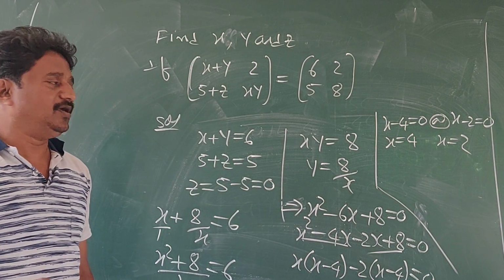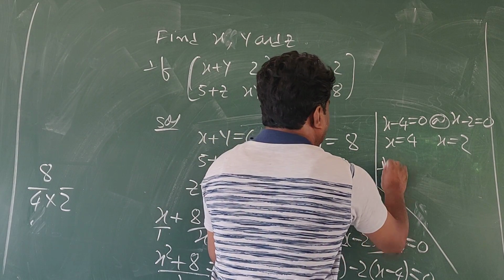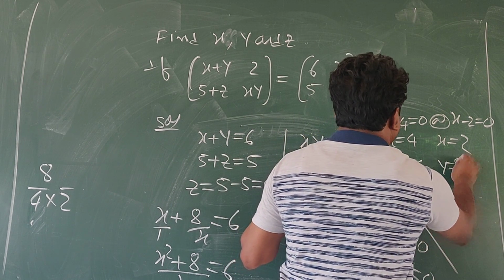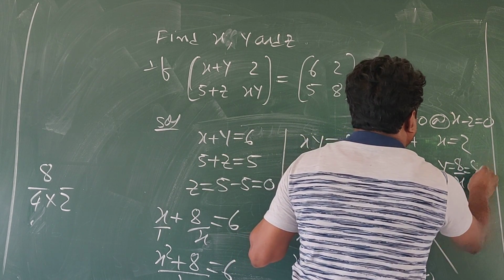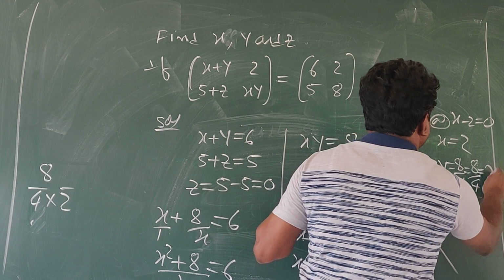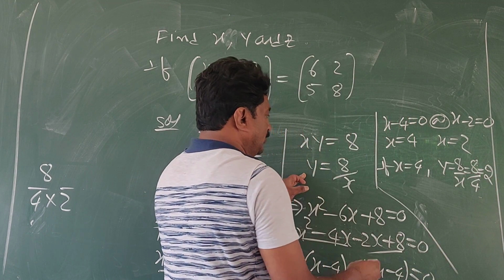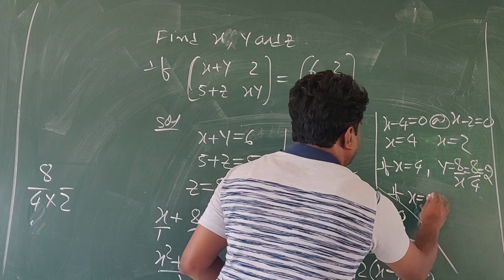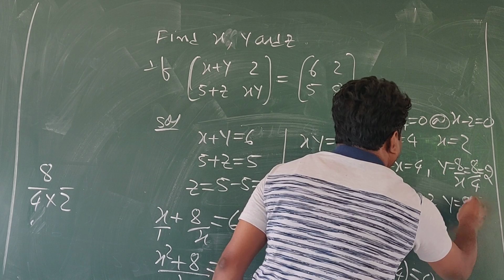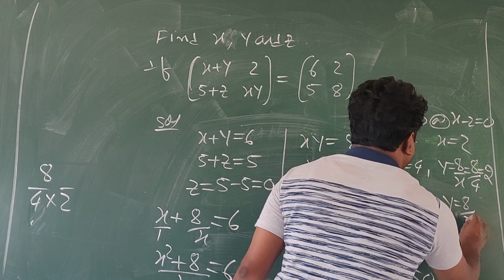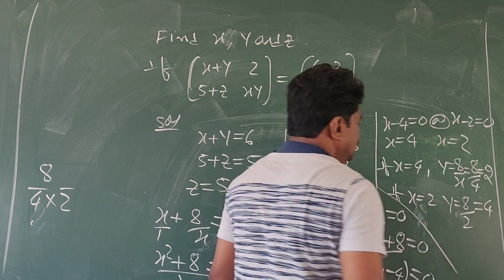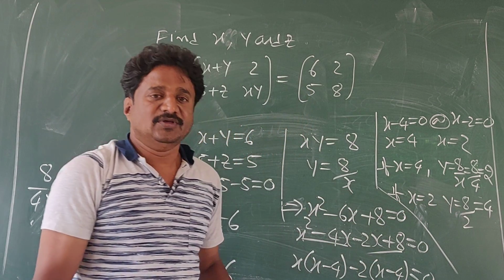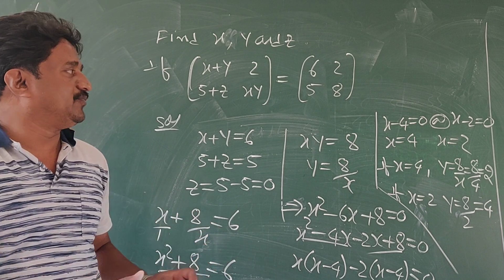Now let's find out the y values. If x is equal to 4, y is equal to 8 by x, that is 8 by 4. It is 2. One more option: if x is equal to 2, y is equal to 8 by 2, which is 4. So I got x as 4 and y as 2, or x as 2 and y as 4. This is how we solve this type of questions.